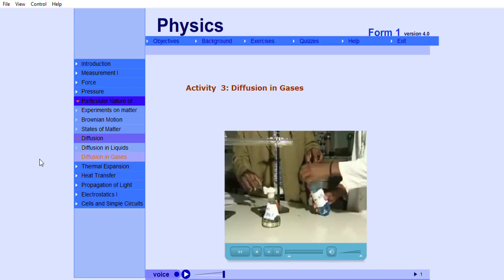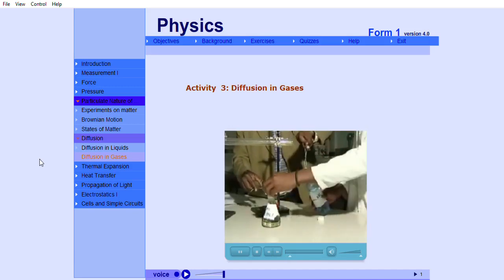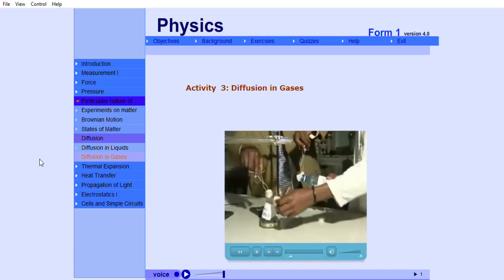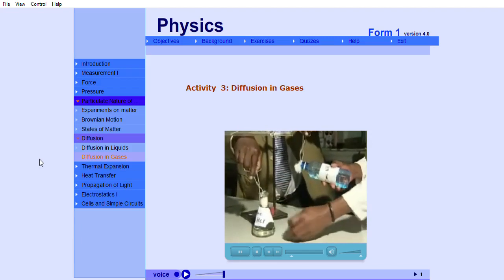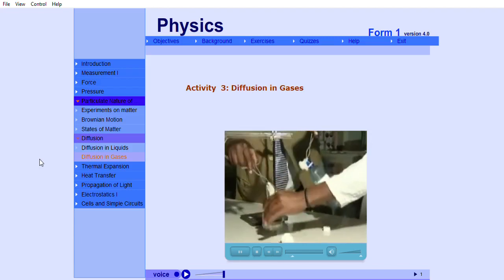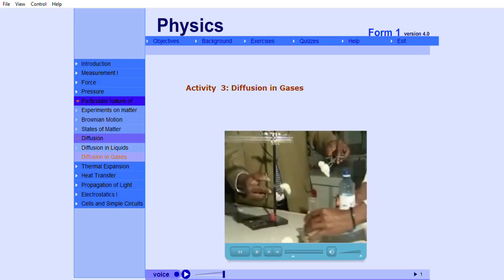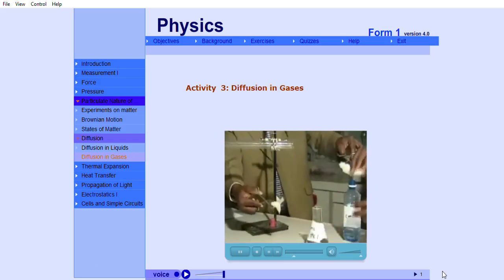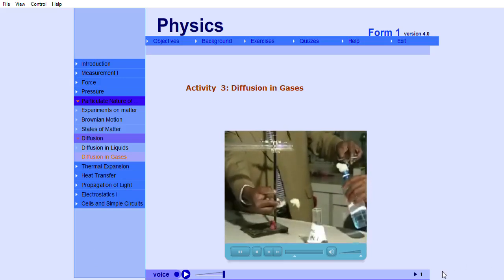The photograph on the next page shows how the glass tube is clamped, while the accompanying animation shows the movement of particles. One of the bottles contains concentrated hydrochloric acid and the other ammonia solution.